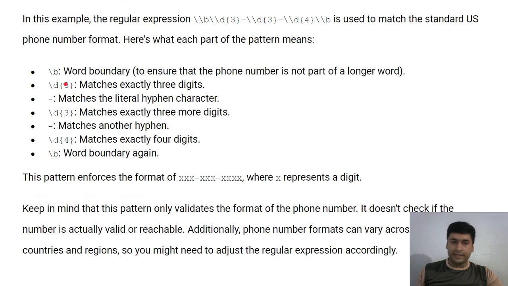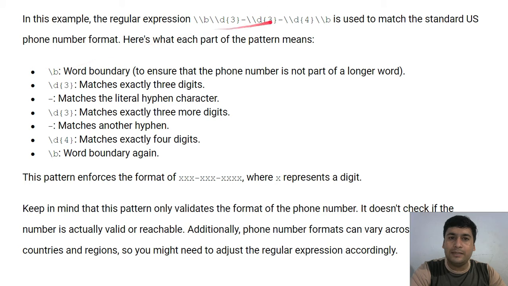Okay, we can explain here also. I have written it like that, so that we can try to understand. So in this example, the regular expression \b\d{3}\d{3}\d{4}\b is used to match the standard US phone number format. Here is what each part of the pattern means: \b is a word boundary to ensure that the phone number is not part of a longer word. \d{3} matches exactly 3 digits.